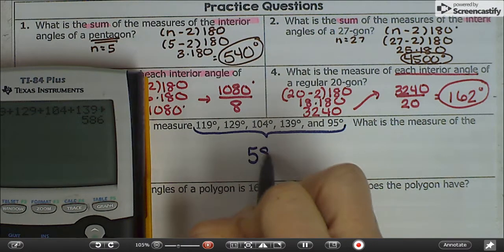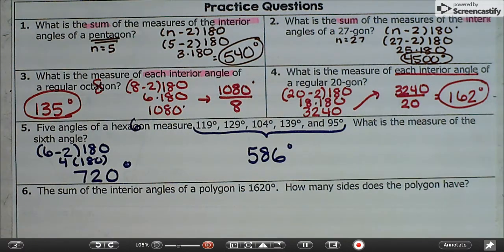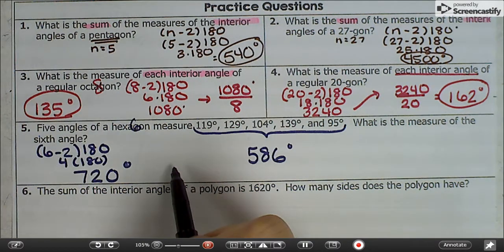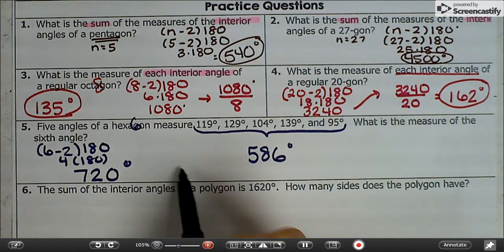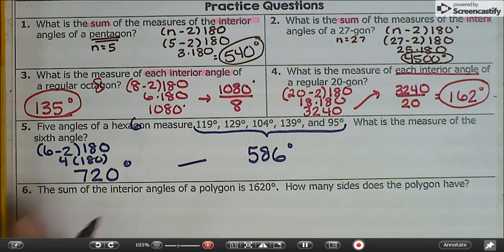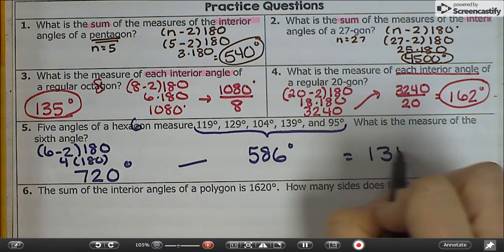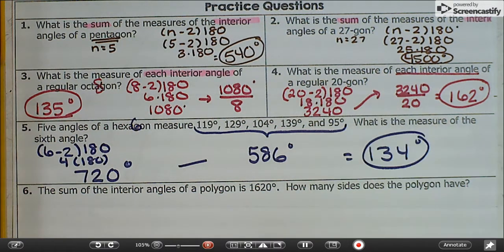So far, we know that we used 119, 129, 104, 139, and 95 degrees. So we've already used up 586 degrees. So if we think about it, we would need to take that away. 720 minus 586 gives us 134 degrees for the missing angle.